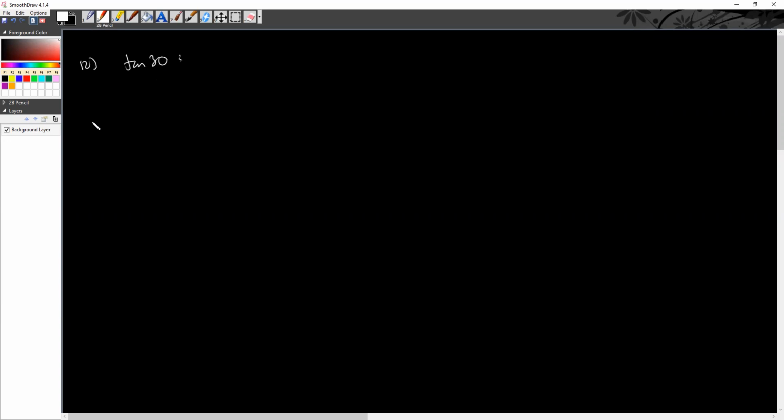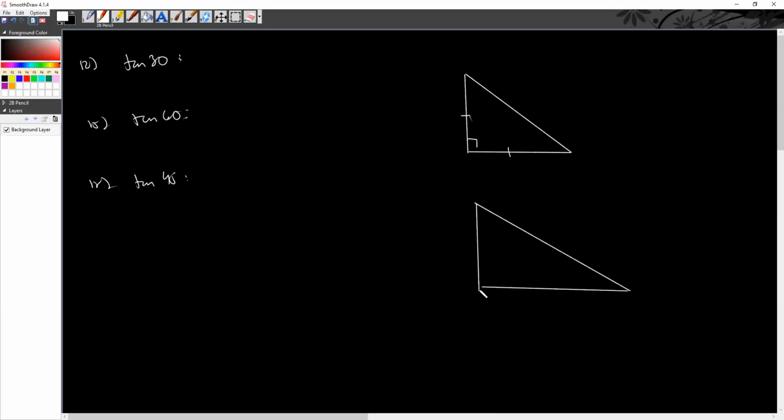Okay. So 12, 15, and 18. So 15 is tan 60. And 18 is tan 40. Okay, so anything tangent. So for these problems, guys, 10 through 18, you were implicitly expected to draw both special right triangles for this. The reason you're implicitly expected to do that is because then you can just refer to said triangle.